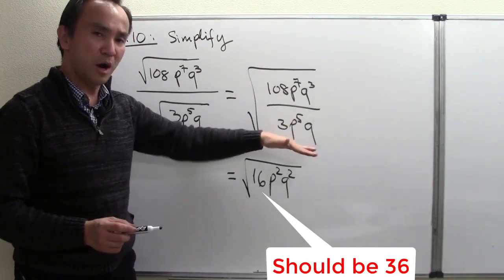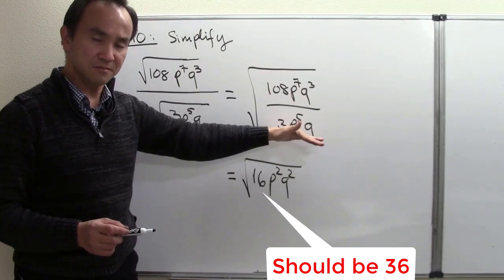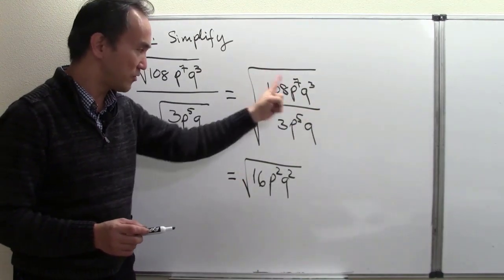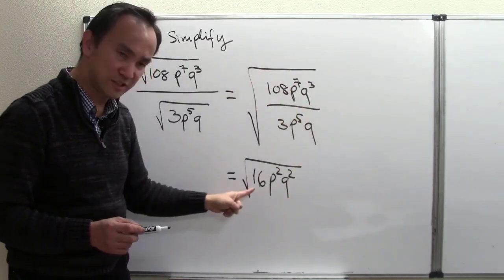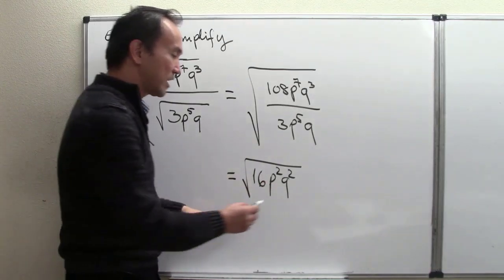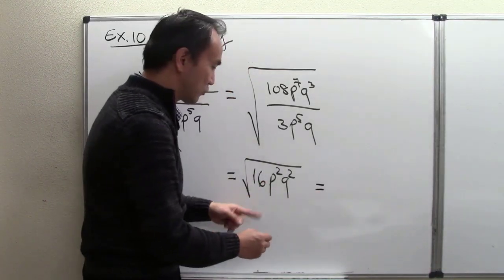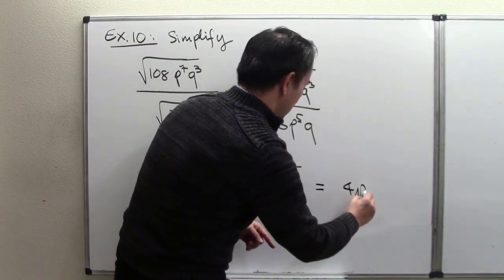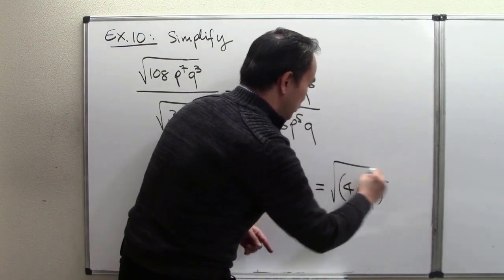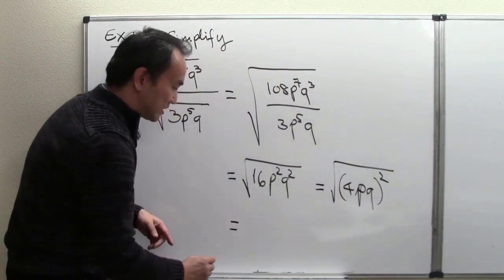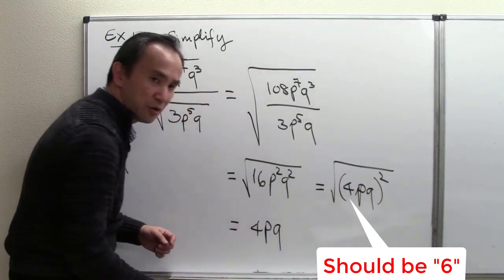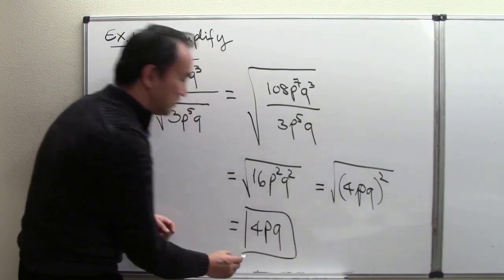Again, order of operation says we handle the quotient and then we take the square root. Handling the quotient arrived at 36 P squared Q squared, and then we take the square root. Now it's easy to recognize the part inside the square root as 6 PQ squared. And so now we can easily see the result as 6 PQ. And that is our final answer for this problem.